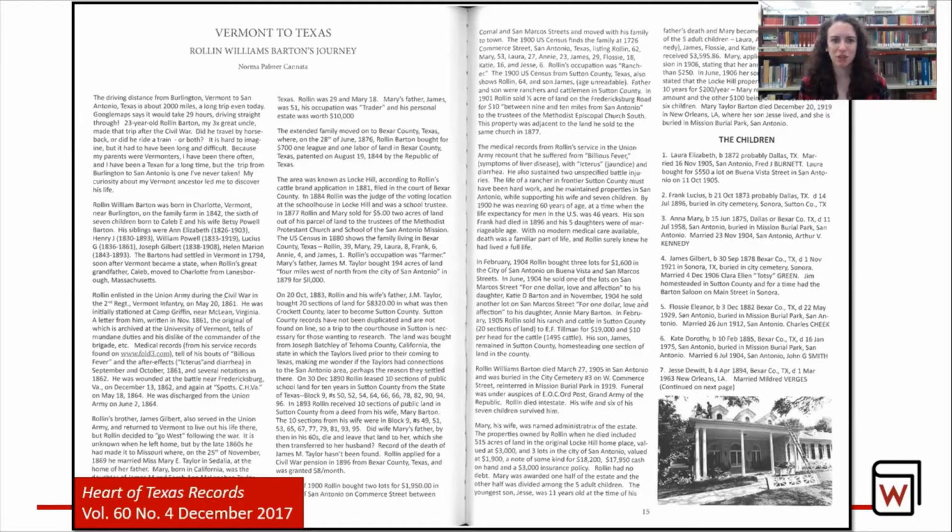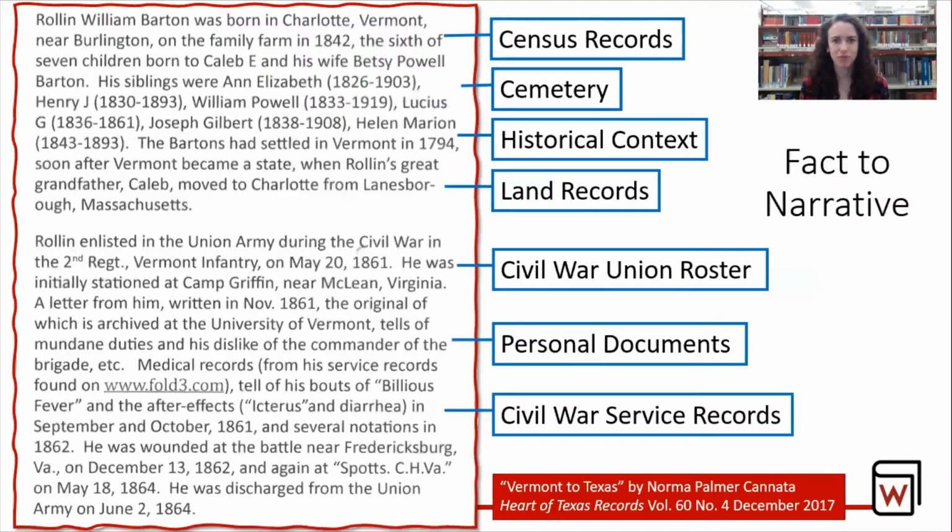I wanted to start today by talking about an example of what writing a biographical sketch might look like. This is an example that was published in Heart of Texas Records, which is the Central Texas Genealogical Society's quarterly. And this story is called Vermont to Texas, Roland William Barton's Journey by Norma Palmer Cannata. Here's a close-up of an excerpt from this article. And this article tells the story of Roland Barton's journey from Vermont, where he was born, to Texas, where he spent the rest of his life.